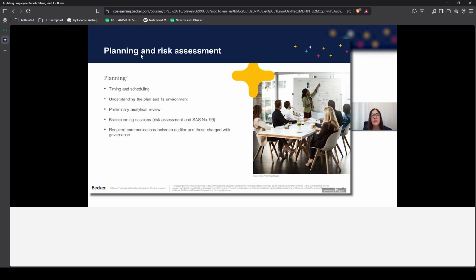During your planning phase, you're going to be discussing things such as the timing of the audit, the scheduling, the due dates. That's going to incorporate you obtaining an understanding of the plan and its environment, your preliminary analytical reviews, your brainstorming sessions, and your communications. All of these are combined together to represent part of that risk assessment process. And we're going to break down that risk assessment process into each of the appropriate steps. Planning and risk assessment go hand in hand.